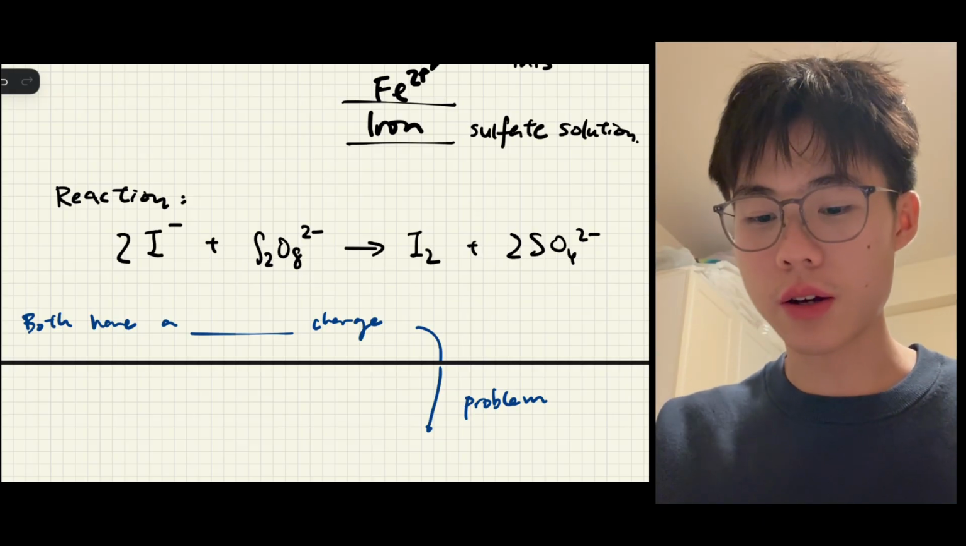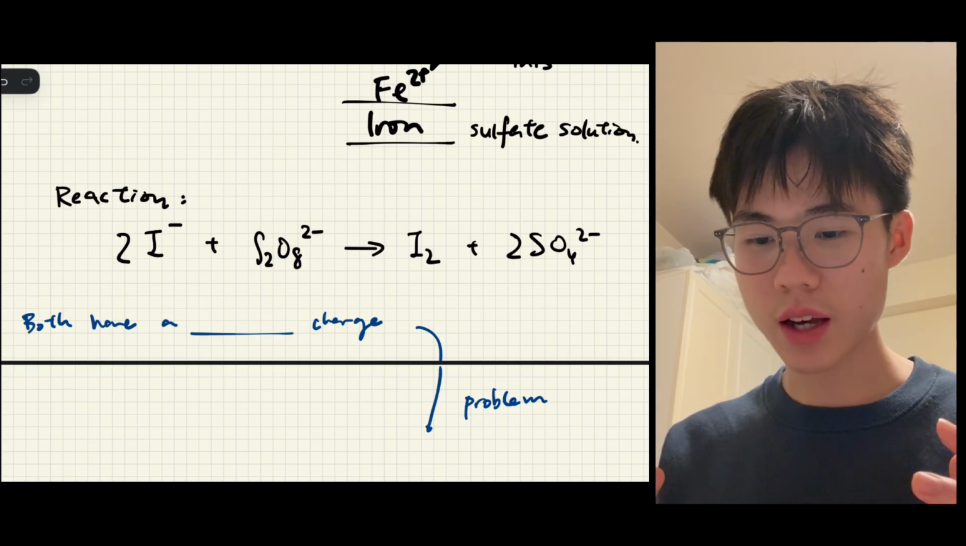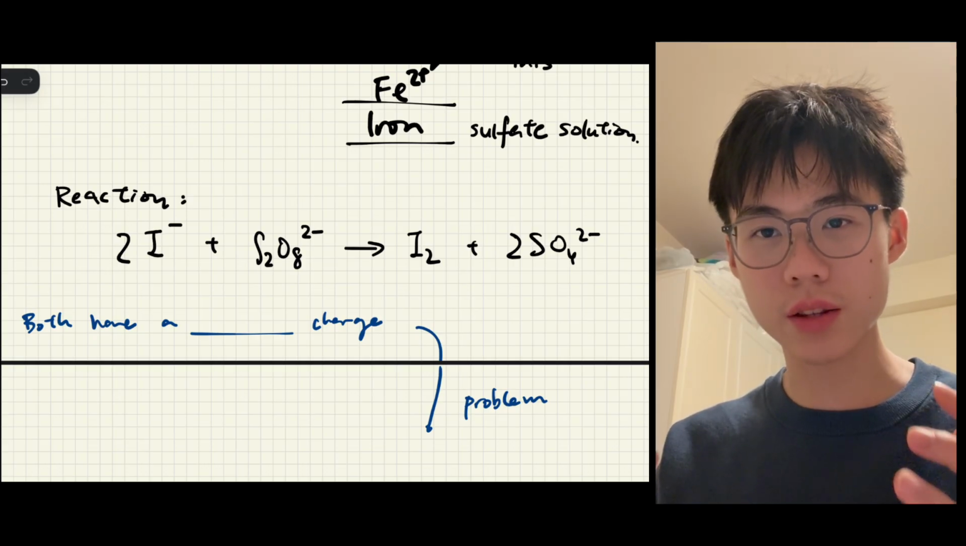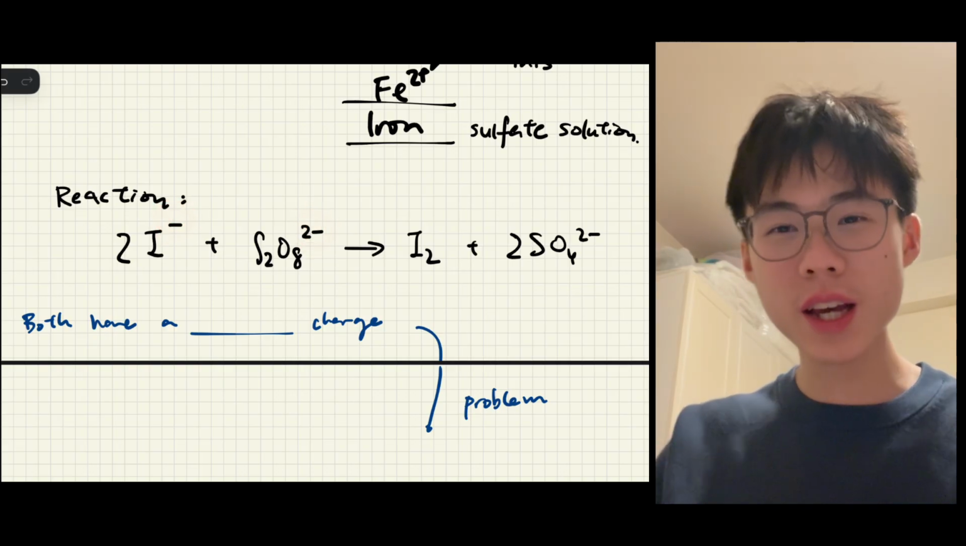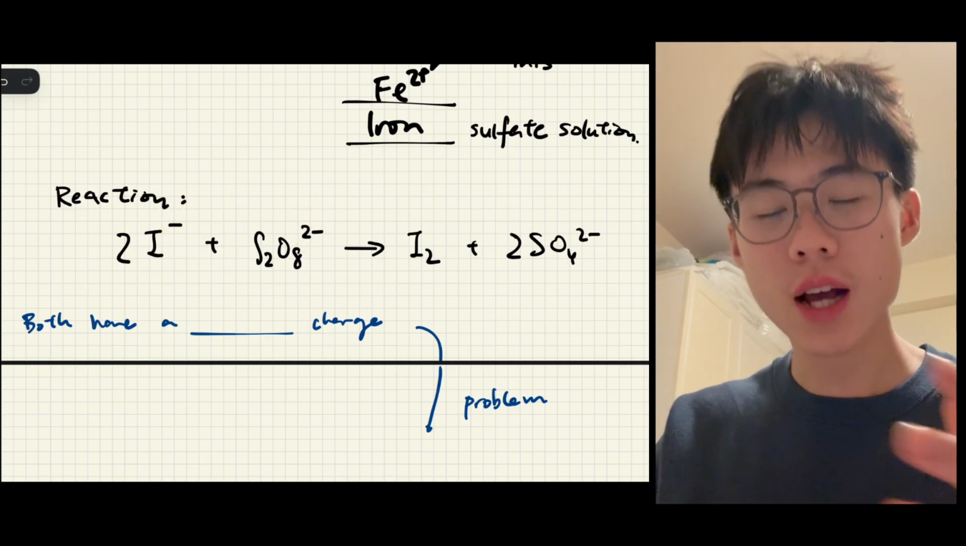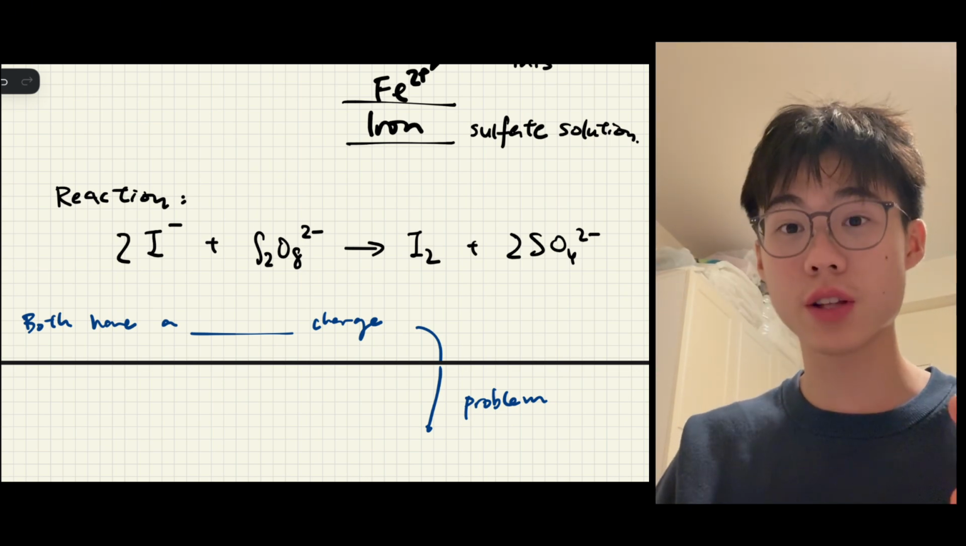Sorry about that. Okay, the reason why we need a catalyst for this is, if you look carefully at the reactants, both of them have a negative charge. And what do negative charges do? They repel each other. And so that is a major factor that causes the rate to be relatively low.